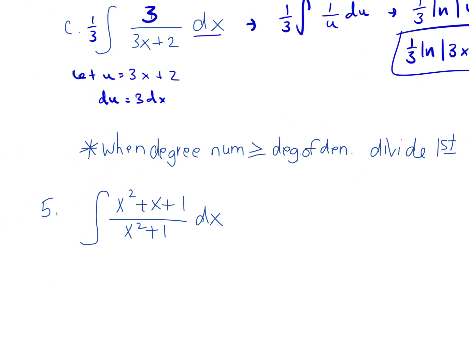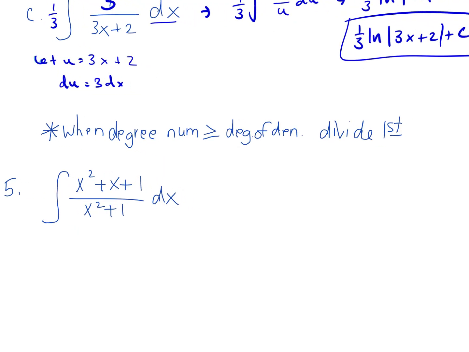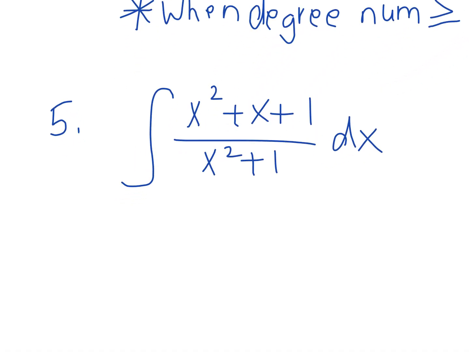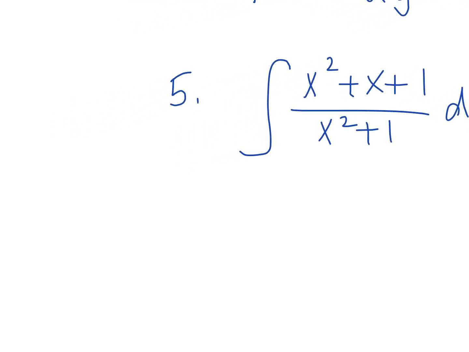Before we look at number 5, there's this little note here. It says when the degree of the numerator is greater than or equal to the degree of the denominator, you have to divide first. So here it doesn't work out when we use u's, because if I made u x squared plus 1, the derivative of that is going to be 1 degree less. So it doesn't work out when your numerator is the same degree or higher. So we want to divide first.